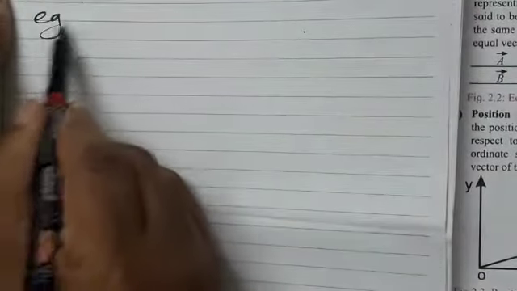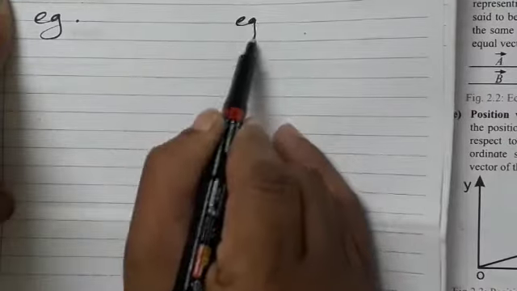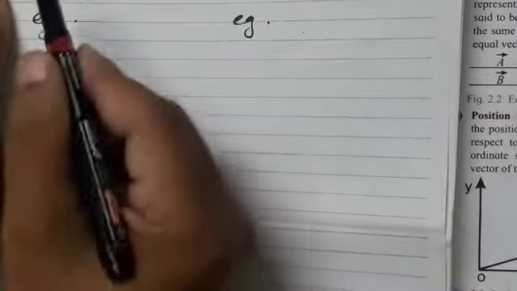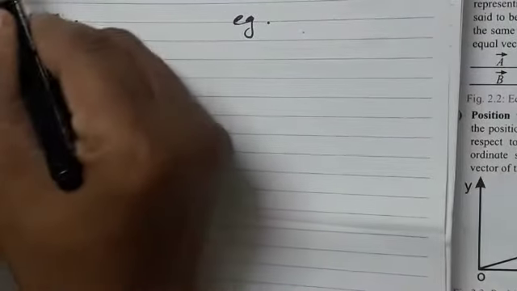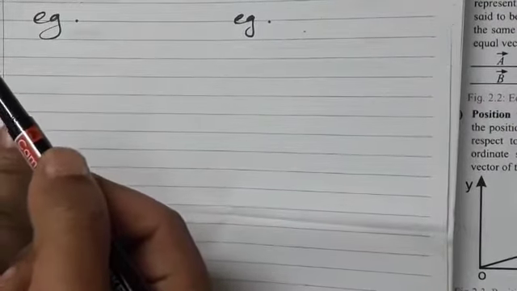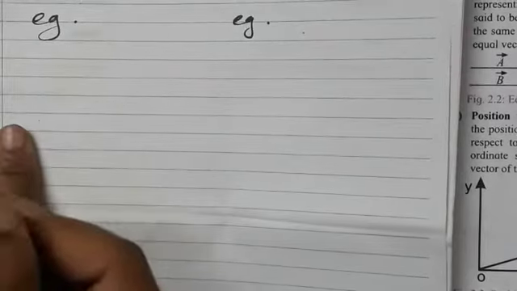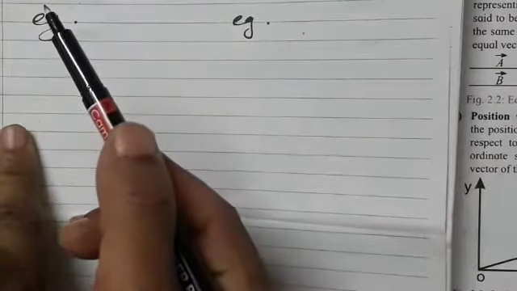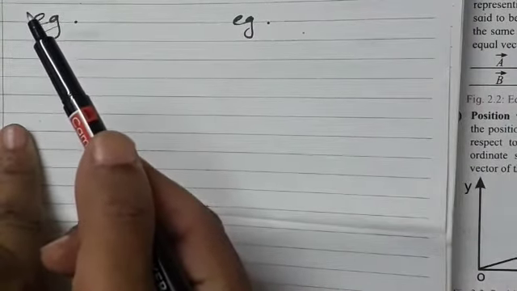And one distinction is that you define the scalar and vector, and you can also write examples of scalar and vector here. That means if you write the four distinctions, then you get 2 marks. Each distinction carries half a mark. Therefore, these are the 4 distinctions between scalar and vector.